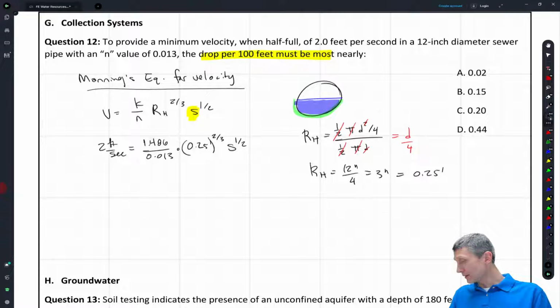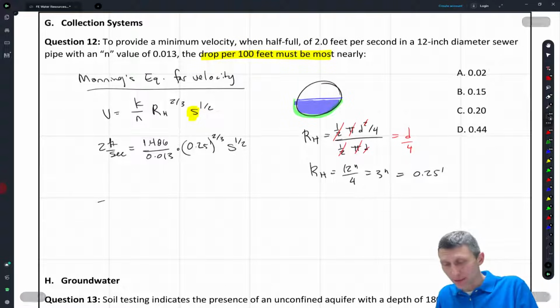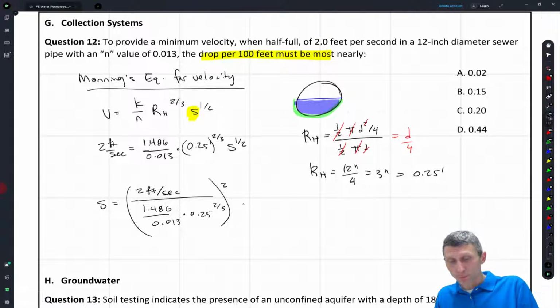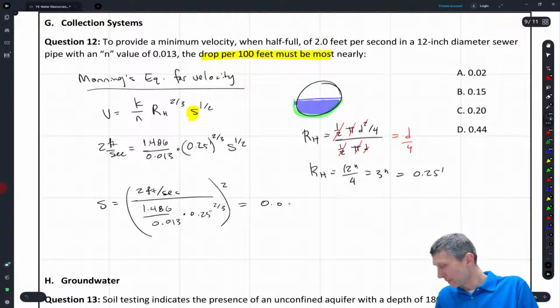So once you have all that, you have to rearrange a few different things, but you're going to get s equals what? 2 feet per second divided by all the rest of this, 1.486, divided by the 0.013 times 0.25 to the 2/3. And to get rid of the square root, we have to square all of it. Okay. So when we solve that, I think the answer that I got was 0.002. And the units on the slope are feet per feet.